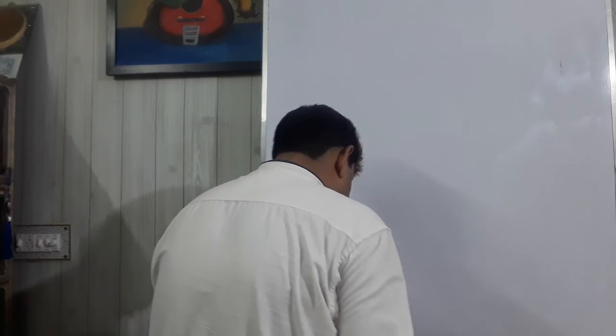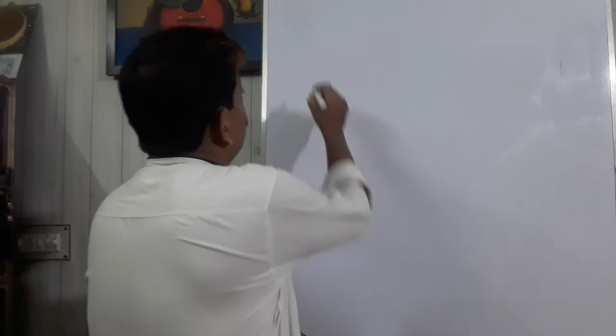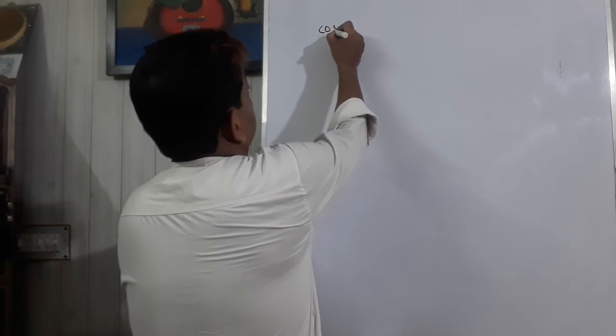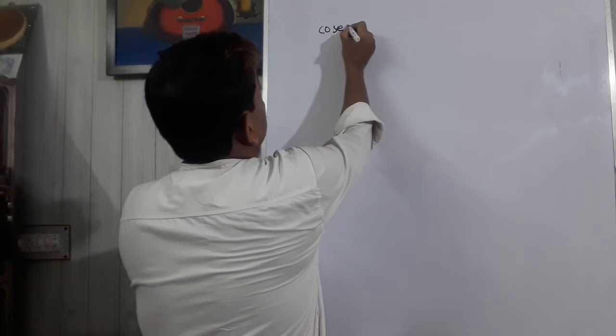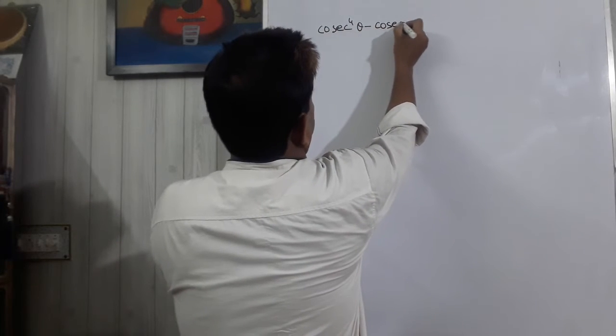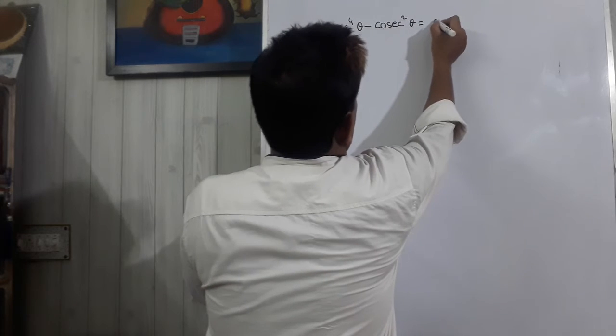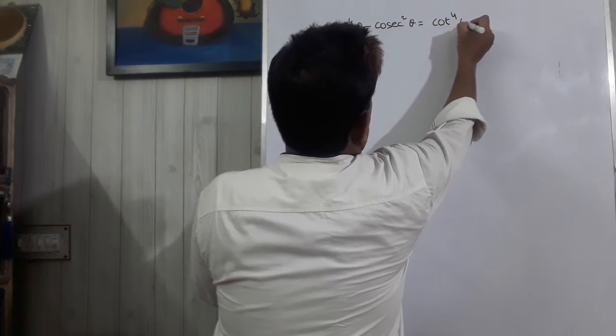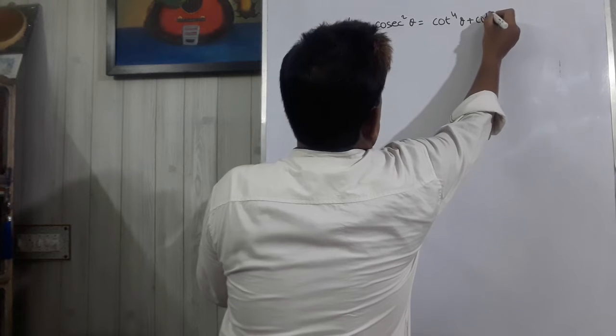Next question is cosec to the power 4 theta minus cosec square theta equals cot to the power 4 theta plus cot square theta.